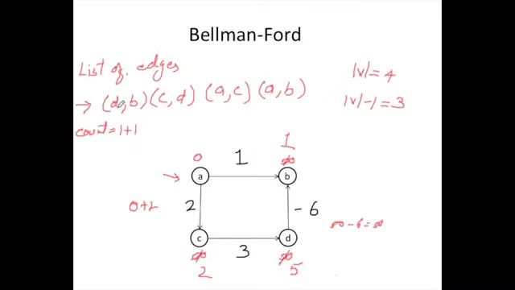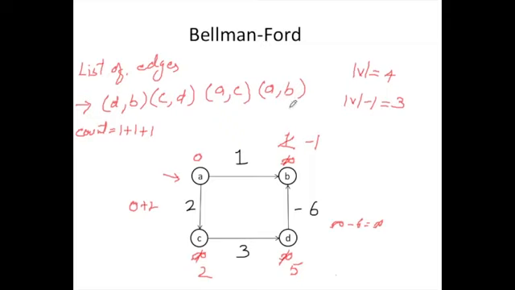Now let me repeat one more time. D to B. 5 minus 6 is minus 1 and this is already 1. Change it to minus 1. Then C to D. 2 plus 3, 5. It's already 5. A to C. 0 plus 2. It's already 2. A to B. 0 plus 1, and this is minus 1. So 1 is not less than minus 1, so no change. So that's it. I have finished it for the third time.